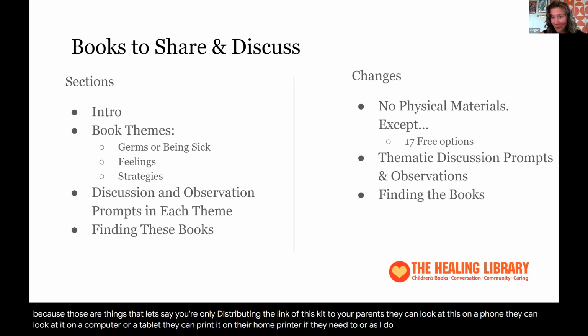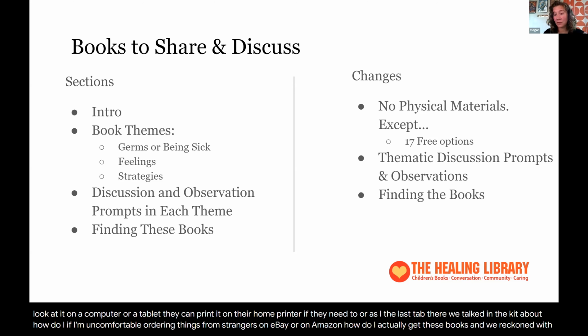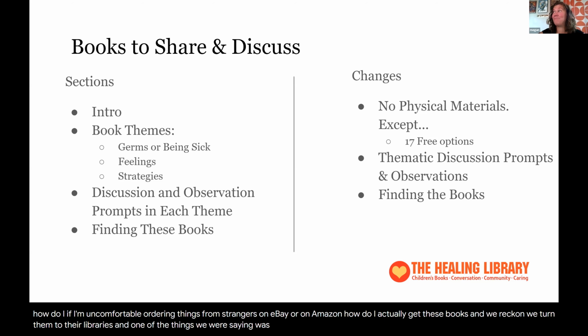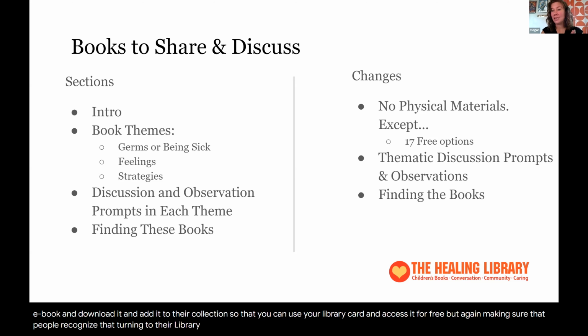The last tab there, we talked in the kit about how do I find these books? If my library is closed, if I'm uncomfortable ordering things from strangers on eBay or on Amazon, how do I actually get these books? And we turn them to their libraries. And one of the things we were saying was potentially they can print it for you. Potentially they can find this book as an ebook and download it and add it to their collection so that you can use your library card and access it for free. But again, making sure that people recognize that turning to their librarians for information is a good thing to do. So that was also a twist.